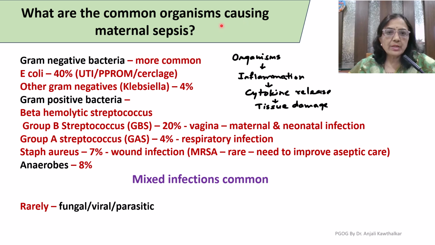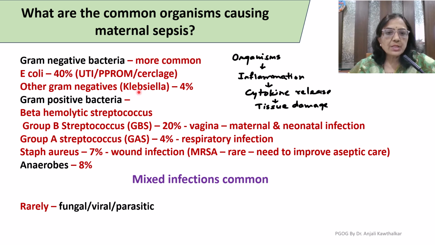Now, what are the common organisms leading to maternal sepsis? You can divide them into gram negative, gram positive, and anaerobes. Aerobes and anaerobes. In gram negative bacteria, most common is E. coli, Escherichia coli. In 40% of the cases of puerperal sepsis, the infection is because of E. coli. And especially this E. coli infection is found more commonly if the patient presents with urinary tract infection or preterm pre-labor rupture of membranes, or in a case of cerclage.